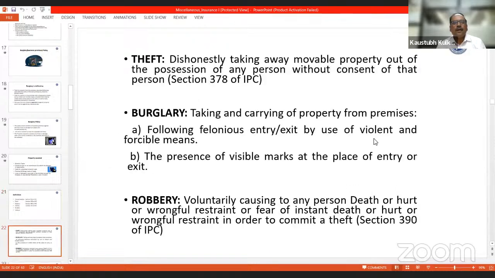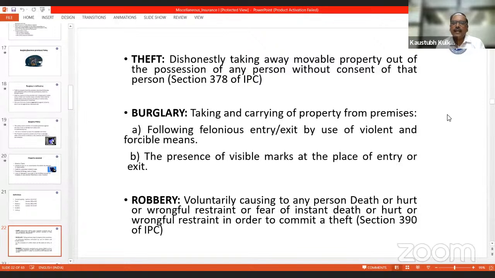So what is theft? It is dishonestly taking away movable property out of the possession of a person without the consent of that person. That comes under section 378 of IPC. This is nothing but burglary, but this is dishonestly taking away movable property. So in case of burglary, theft is an add-on cover. Theft is not covered under the burglary policy. It is an add-on cover. You have to pay extra premium. And if it is covered specifically, then only the theft claims are payable.